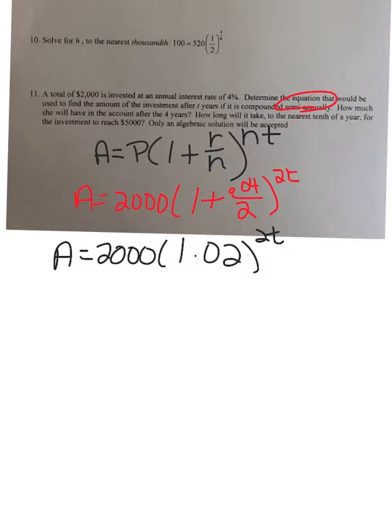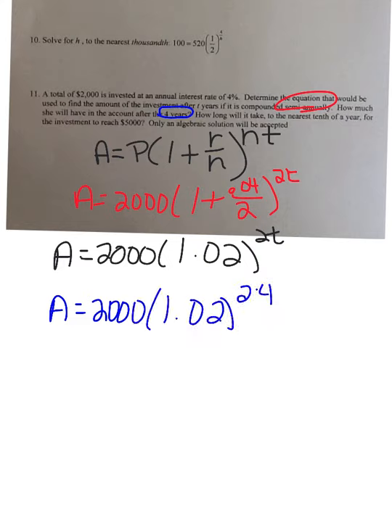How much money will she have in the account after 4 years? So they give me time, and I want to find A. So A equals 2,000 times 1.02 to the 2 times 4 power. Just plug that in your calculator. So it's 2,000 times 1.02 raised to the 2 times 4, or 8. And you should be rounding this to the nearest cent. So it's $2,343.32.